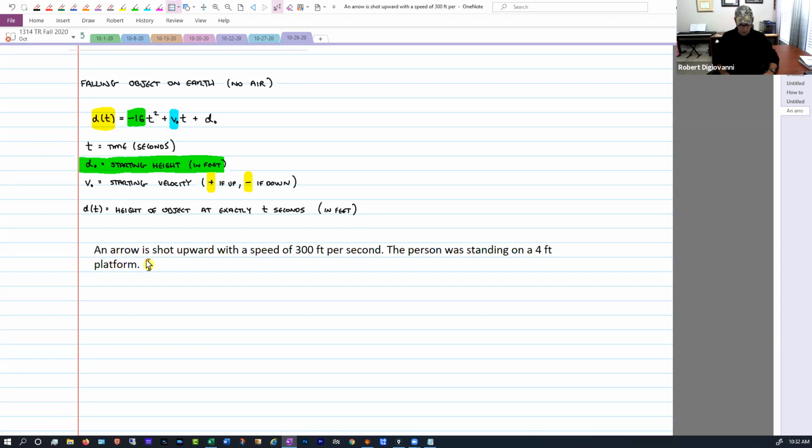So here are the questions. First question, what is the maximum height of the arrow? When does the arrow reach its max height? And then last, when does the arrow hit the ground?